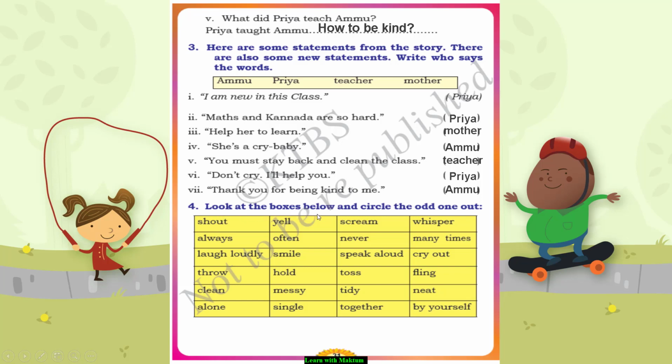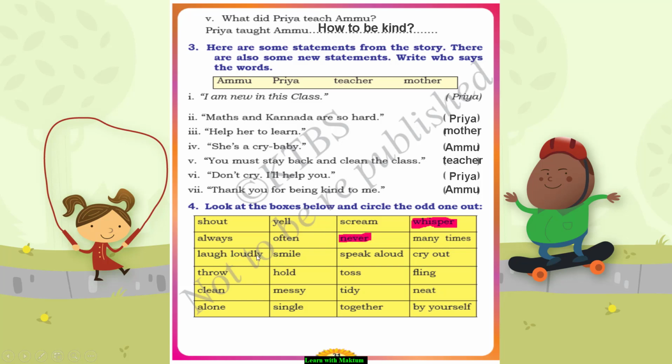Look at the boxes below and circle the odd one out. Okay, first one is shout, yell, scream, whisper. Shout, yell, scream are the same. Whisper is the odd one here. So circle it. Always, often, never, many times. Here, always, often, and many times mean similar. Never is the odd one here.